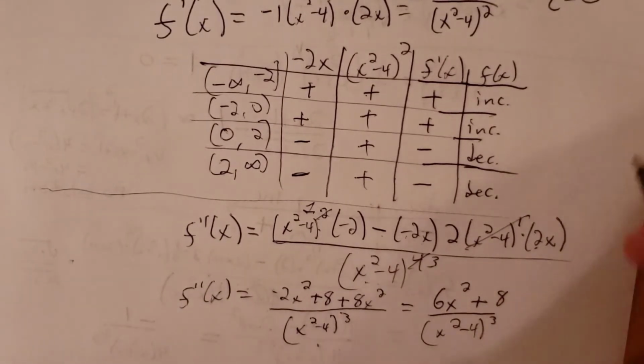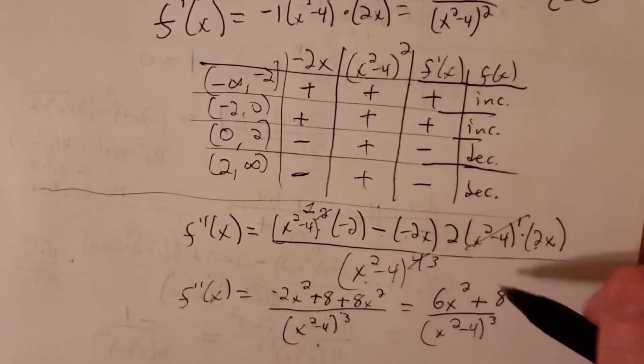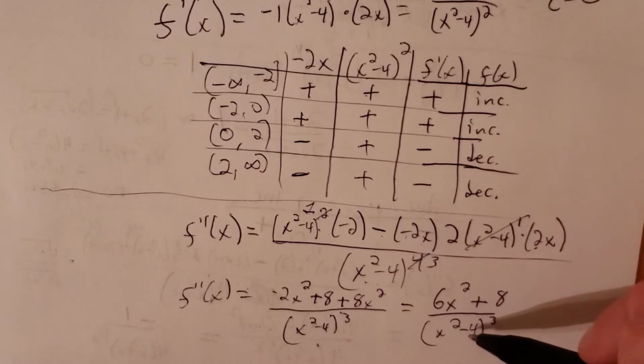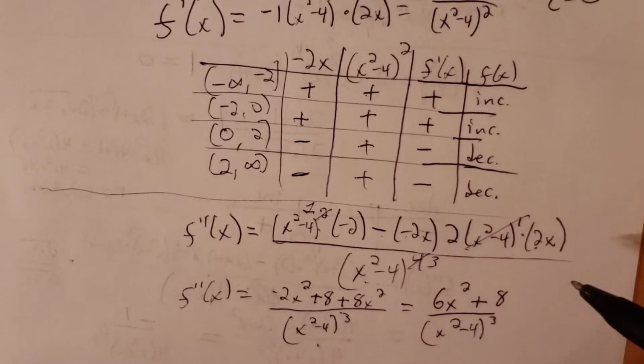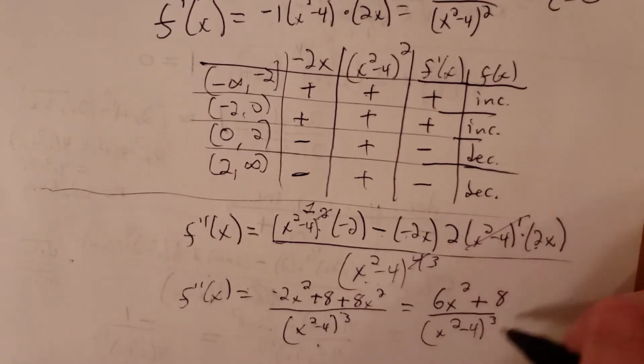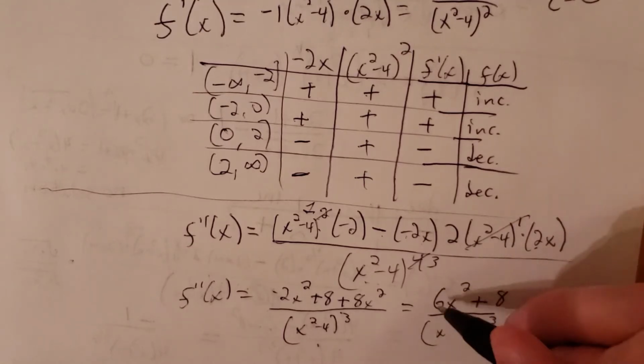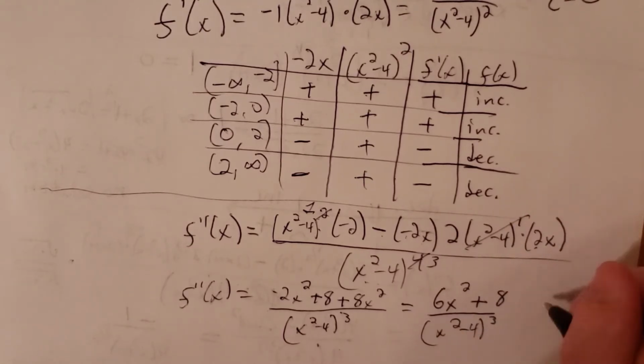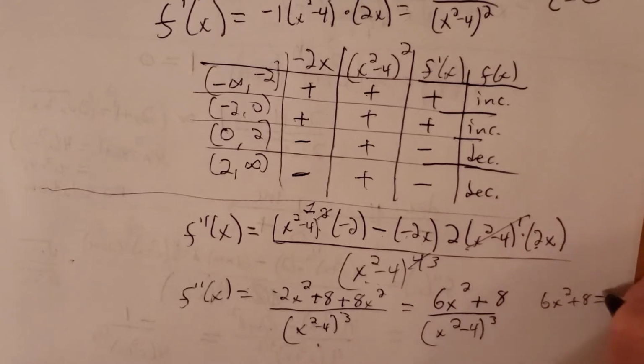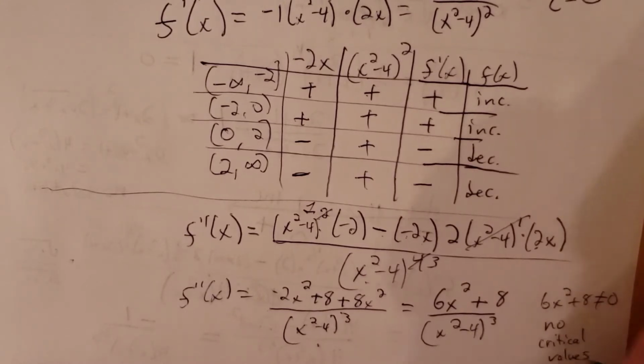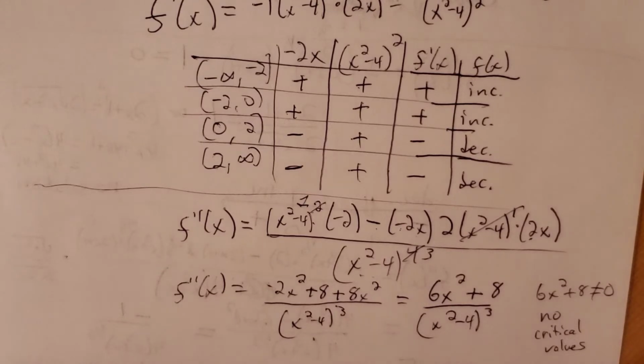All right, we want to know when this is 0, or if the derivative doesn't exist, but the only place the derivative doesn't exist is at negative 2 and positive 2, where we aren't even in our domain anymore. So we don't need to include those points at the moment. So really, we just need to determine when the second derivative is 0, but 6x squared plus 8 is never 0. All right, so we have no critical values for the second derivative.